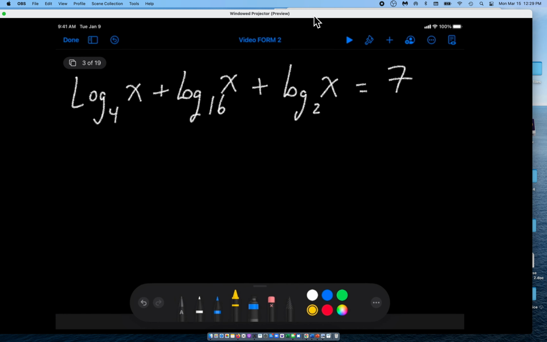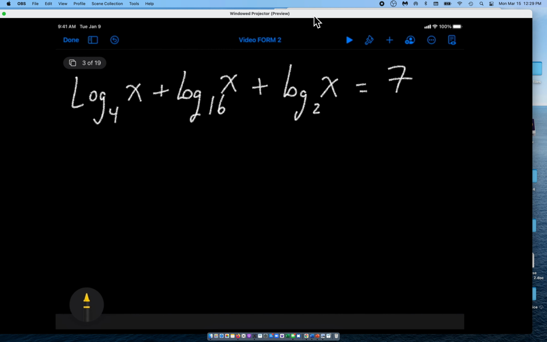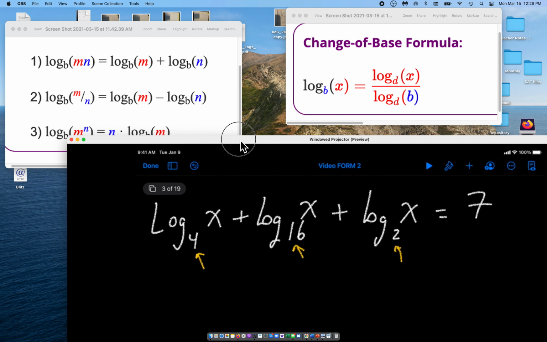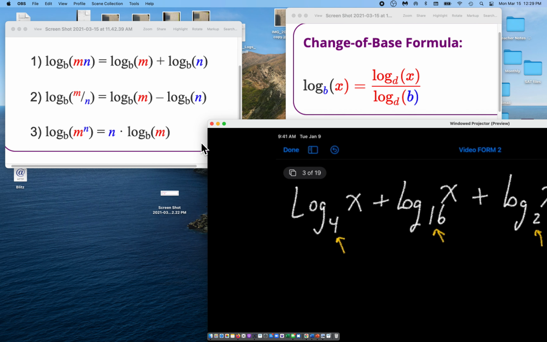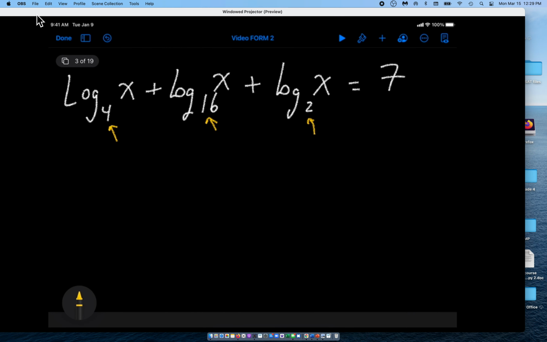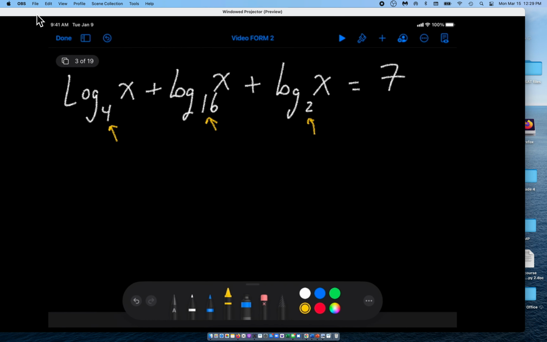Now, folks, we are not allowed to condense this. Why? Because the bases are different. You can only do the condensing if the base is the same. If you look back here, when we're expanding and condensing, the B means that that base is the same. Any of these maneuvers mandate the same base. We don't have that here.